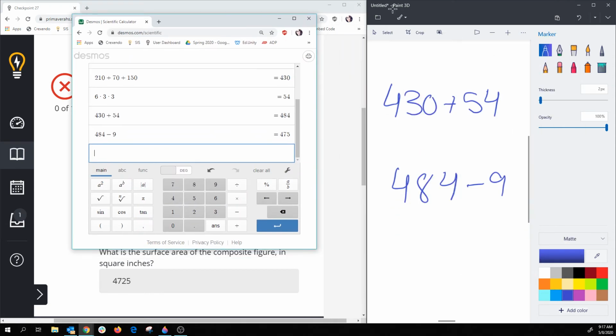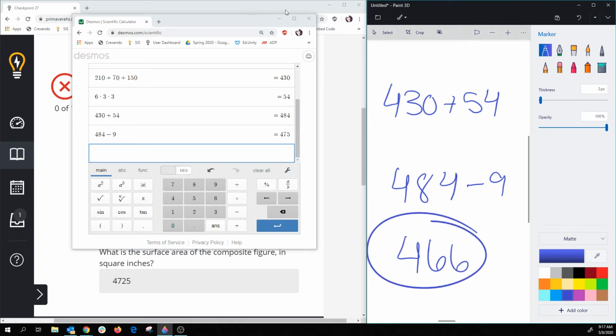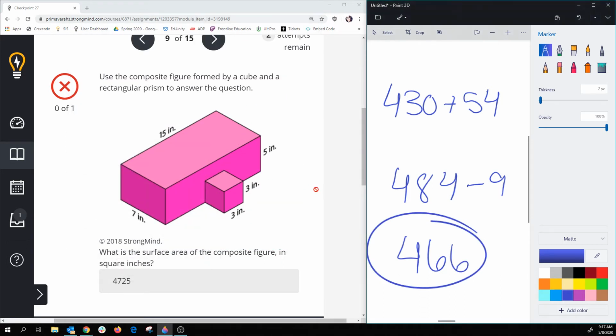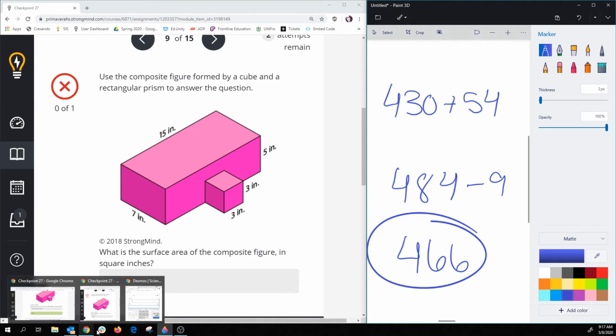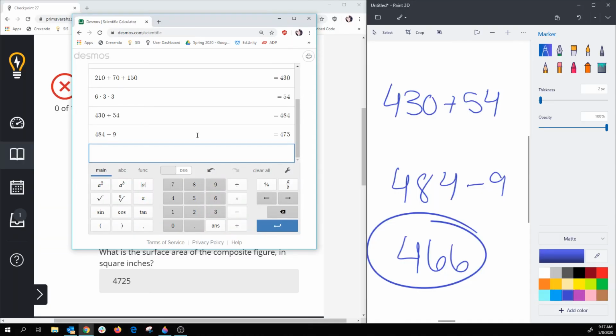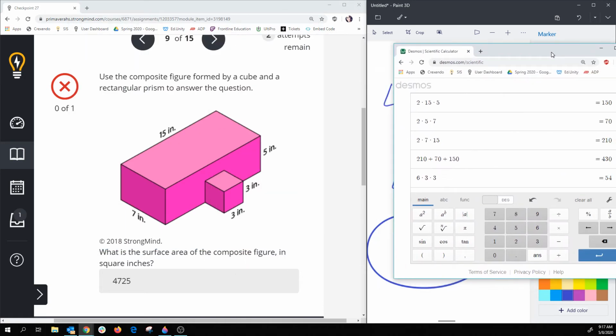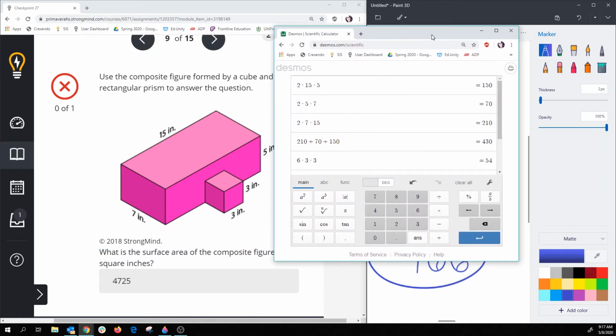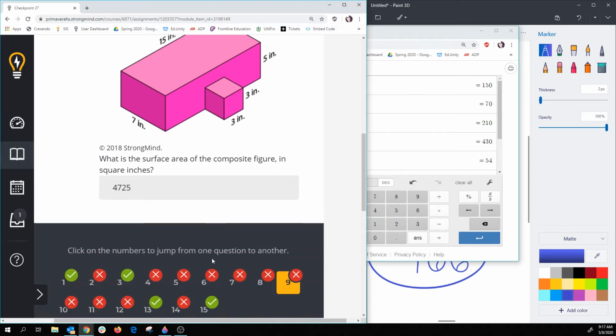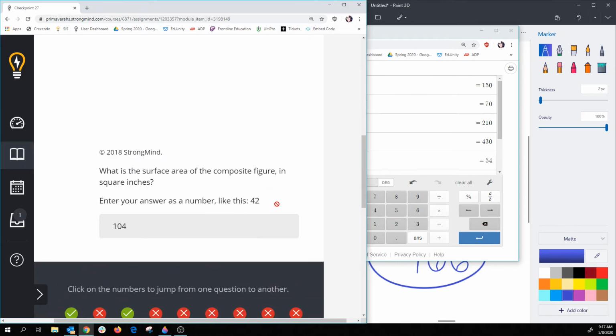Interesting. The course is saying that the correct answer is 466. So I think I might have accidentally typed in a number wrong somewhere, or did my adding incorrectly, but I just can't find it right now. I'll come back to it if I can find it. Let's move on to 10.